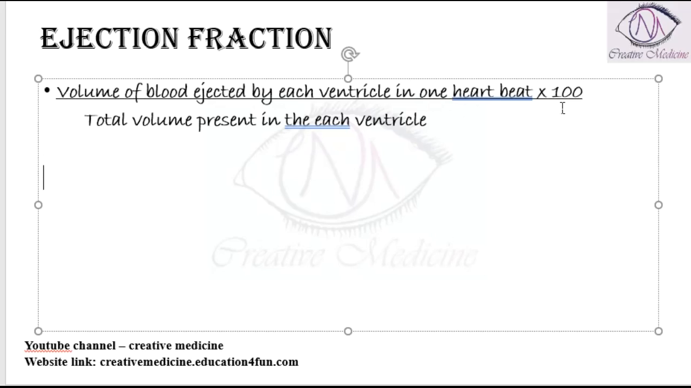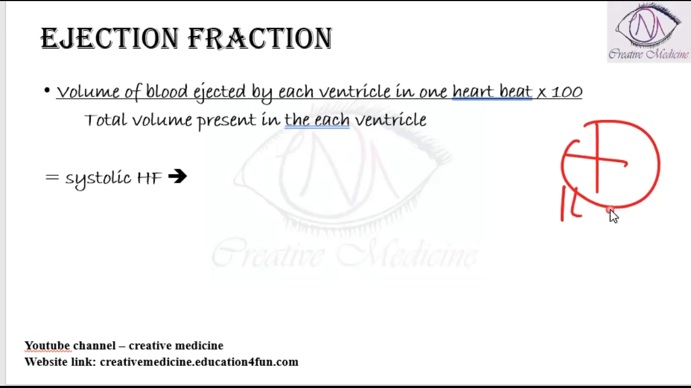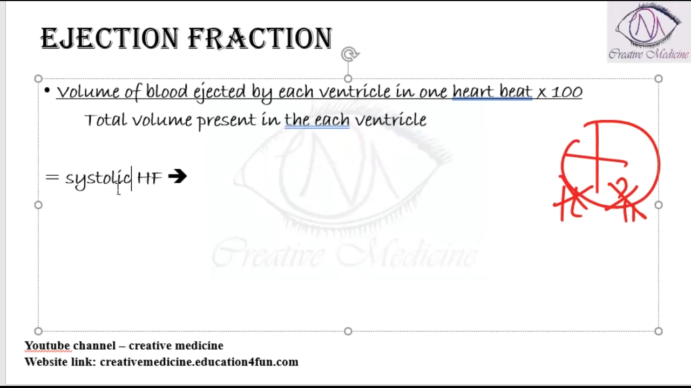Now we will see what happens in systolic heart failure. In systolic heart failure there is pump failure of the heart. The heart is not able to pump properly. Here there is a problem in the pump, so there is pumping failure. As a result, in systolic heart failure the volume ejected by each ventricle is less, right?